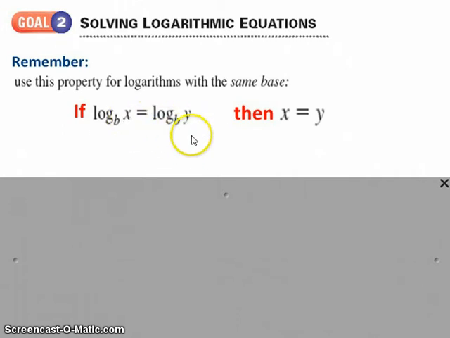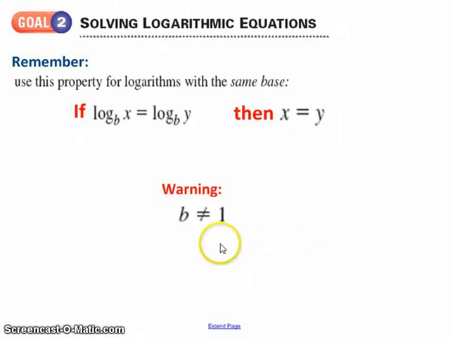well then it has to be the case that x is the same thing as y. I do have to give you one warning though. B cannot be 1. Because remember, 1 to any power is always 1. So if this were 1, then you could have been talking about 1 to the first power in one case, and 1 to the 217th power in the second case.